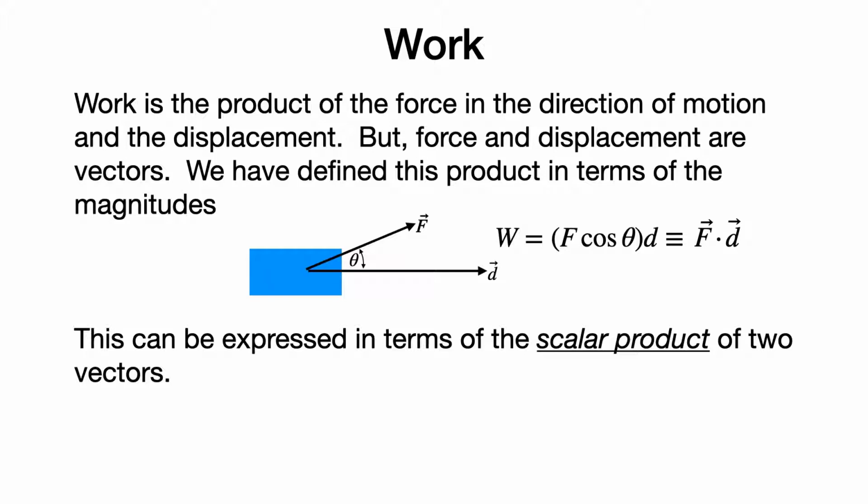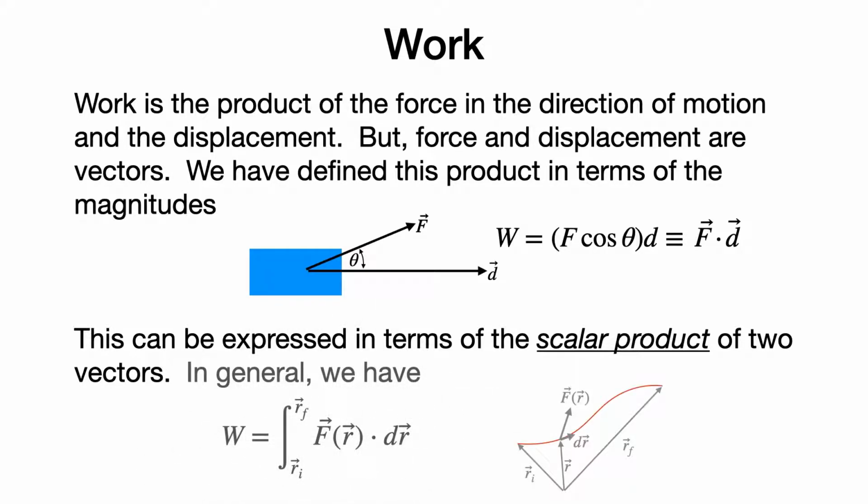We will return to this scalar product in a later module and look at it in more depth. But what is important is it's a way of multiplying two vectors together to get a scalar number. In general, our work then can be written as the integral of the scalar product of the force and the infinitesimal displacement dr along the path the object takes.